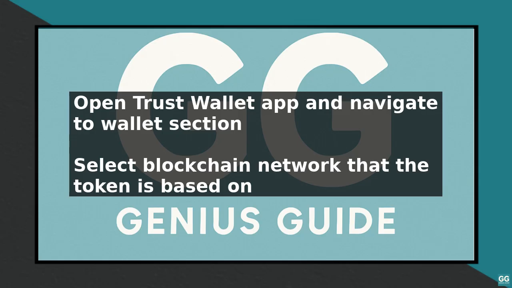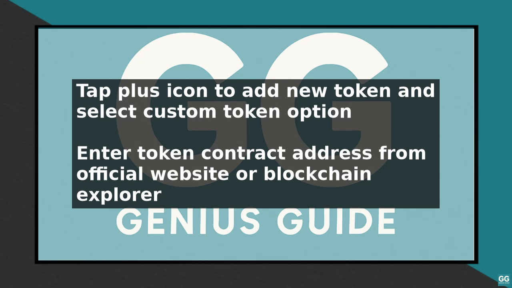Then enter the token contract address. You can find this address on the token's official website or by searching for it on a blockchain explorer. After entering the contract address, enter the token symbol and decimal places. The symbol is usually an abbreviation of the token's name, and the decimal places determine how many units of the token can be sent in a single transaction.